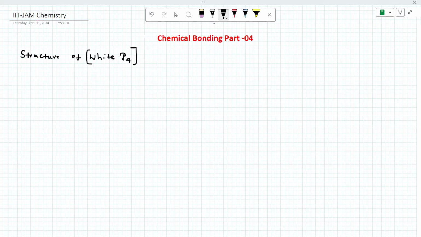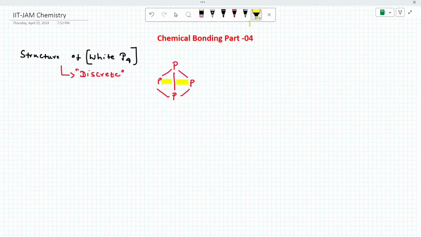Actually, what is white phosphorus? It is a discrete unit, please note. What does discrete mean? Not a single unit. In the structure, each phosphorus is bonded to the others by bonds.